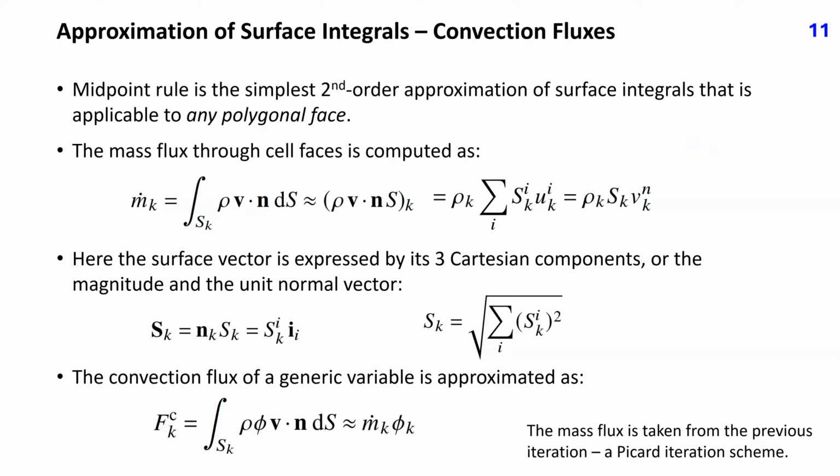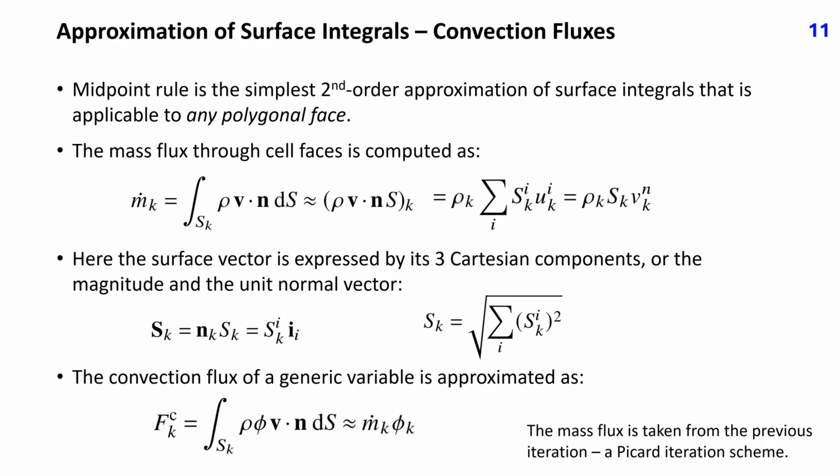In lectures 7 and 8, various methods for approximation of surface integrals were described. Not all are applicable to polyhedral control volumes, whose faces can be polygons with any number of edges greater than 3. Midpoint rule is the simplest second-order approximation of surface integrals that is applicable to any polygonal face. Surface integral of any quantity is approximated as the product of that quantity at face centroid times face area. The shape of the polygon is irrelevant.